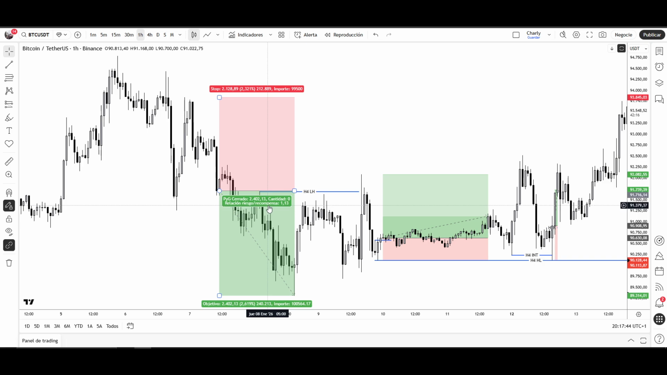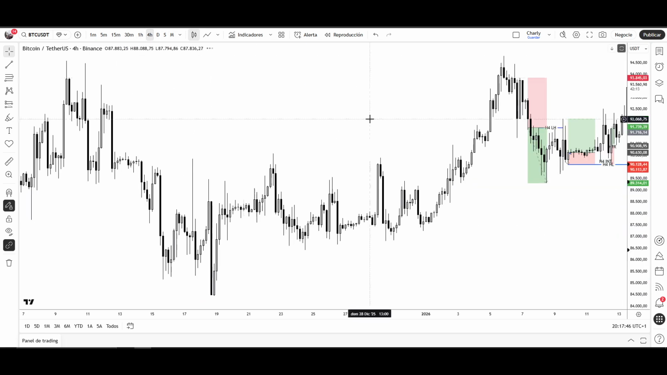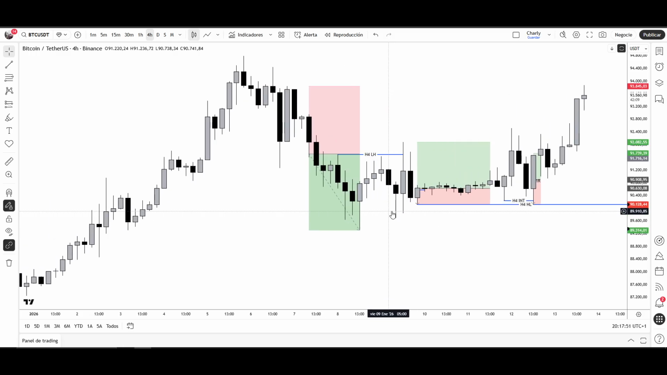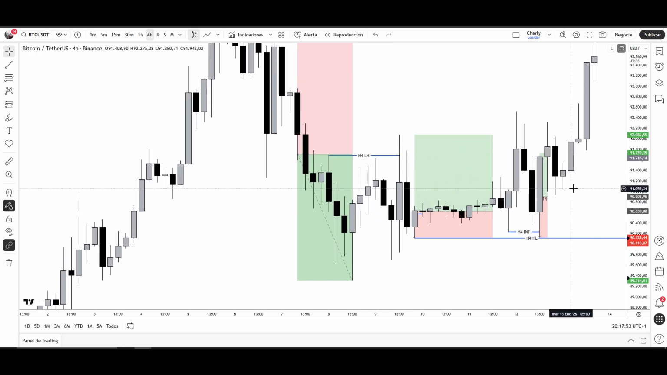But basically, we have a 4 hour bearish range, which was a high that made a low. And this is the small trick. All right, I will reveal this for you guys.